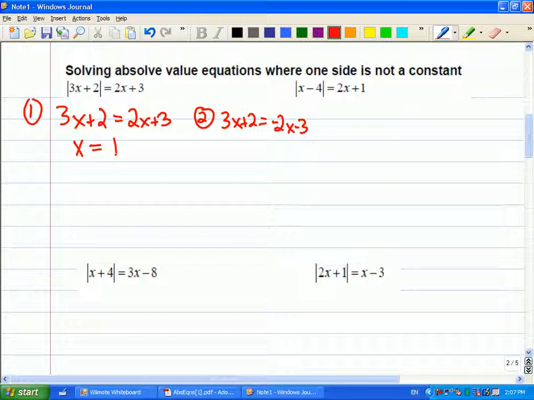And that means I get x equals 1. And what do I have here? 5x equals negative 5, so x equals negative 1.